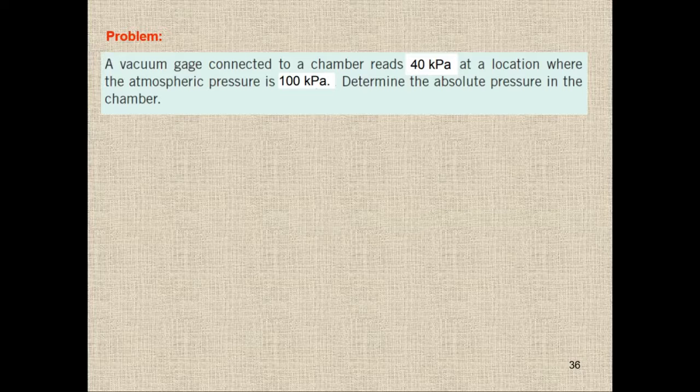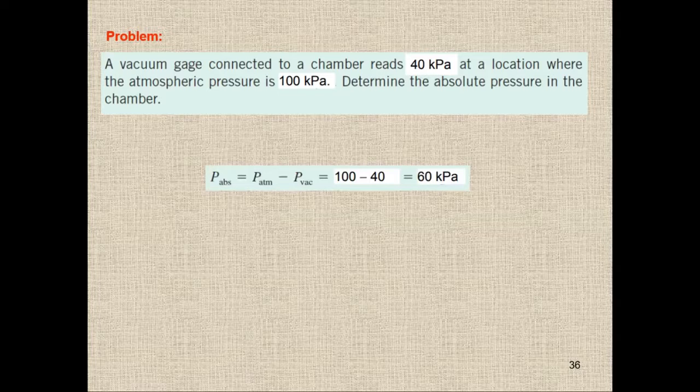In this case we have an atmospheric pressure of 100 kilopascal and a vacuum pressure of 40 kilopascal. So the absolute pressure will be equal to 60 kilopascal. Simply, P atmosphere minus P vacuum equals P absolute.